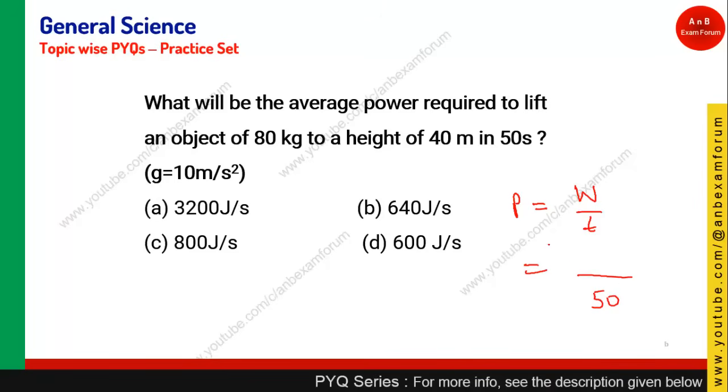Work done is again change in potential energy, that is mgh. What is m? m is 80 kg. g, he is asking to take 10 meter per second square, and h is what? 40 meter divided by 50. Okay, so if you calculate 4 8s are 32... 640. Okay, 640 joule per second is the right answer.